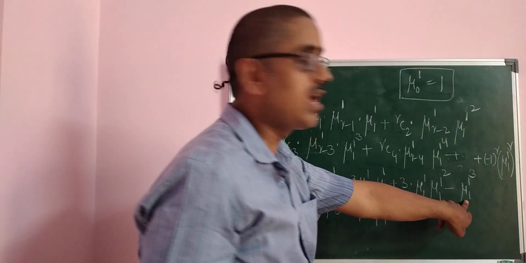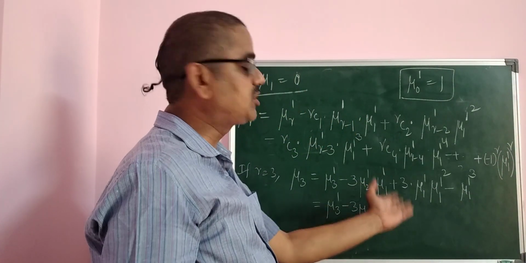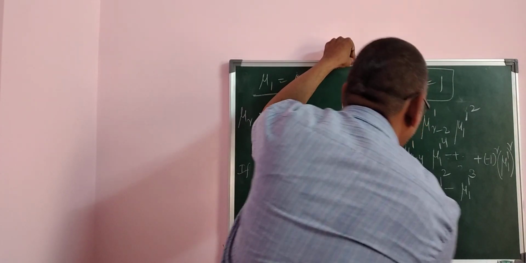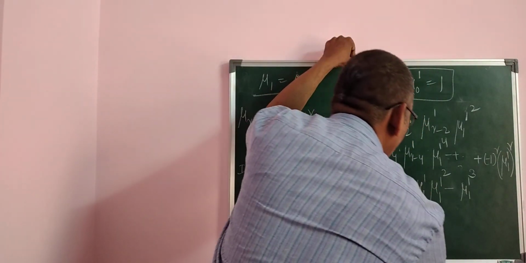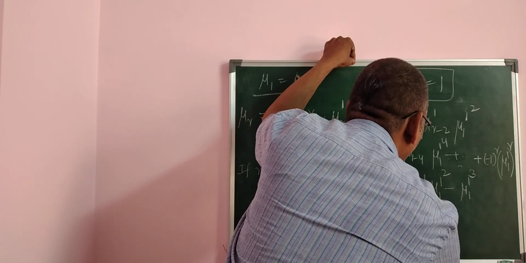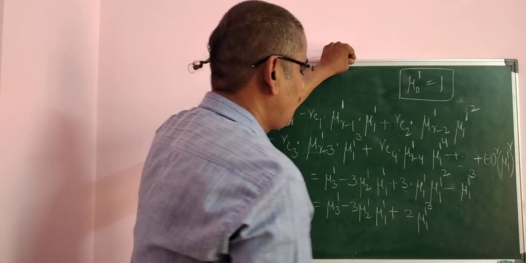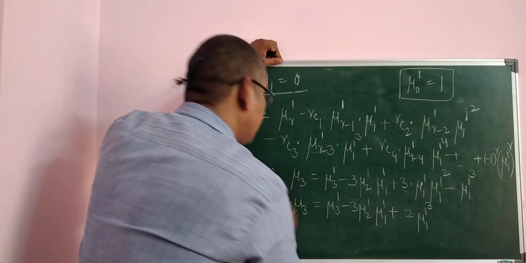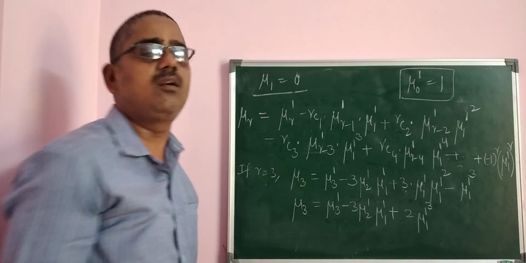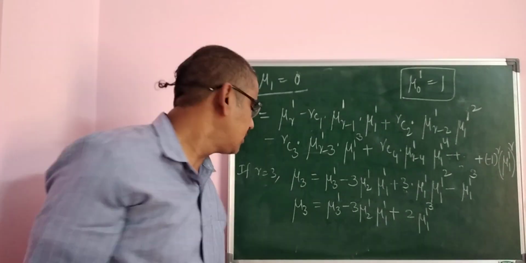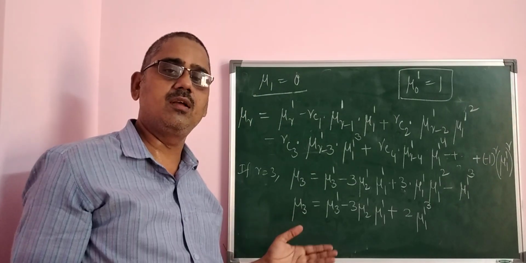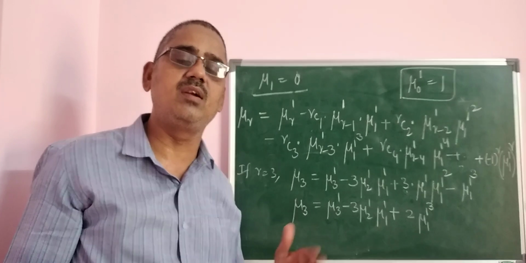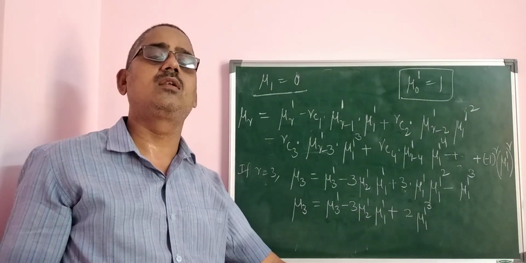This is minus mu 1 dash cube. So hence it is plus 2 mu 1 dash cube. Here 3 times plus 3, here minus 1. So plus 3 mu 1 dash whole cube. This is what the relation is for r is equal to 3. This is mu 3. This is the formula of the relation between mu 3 and the central moment.